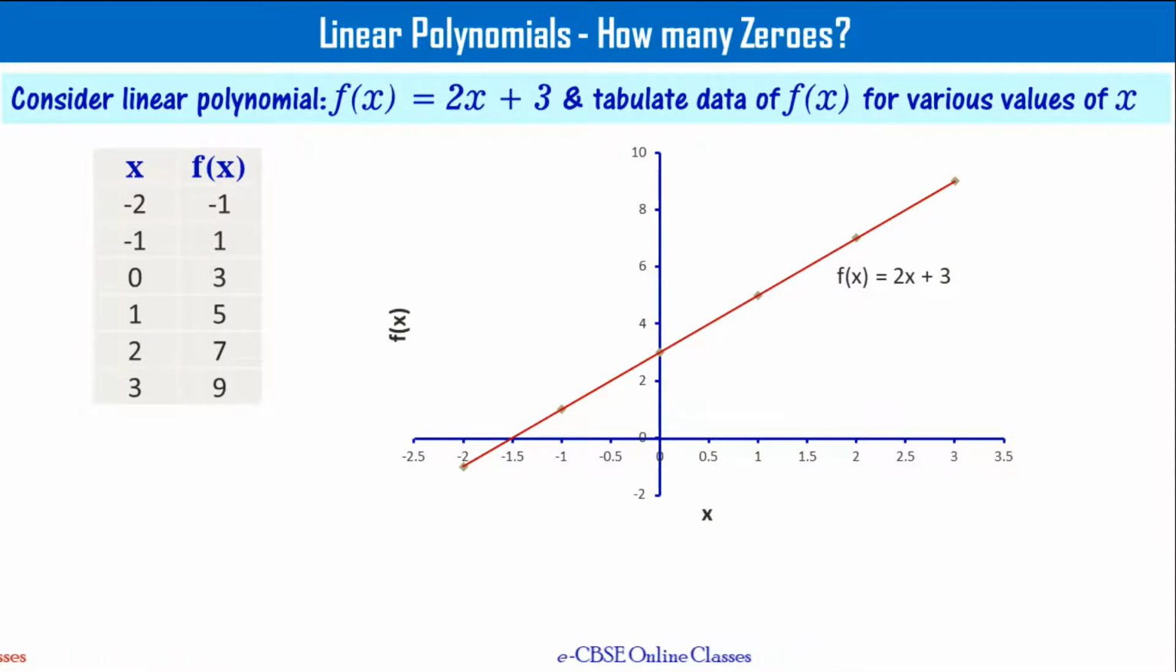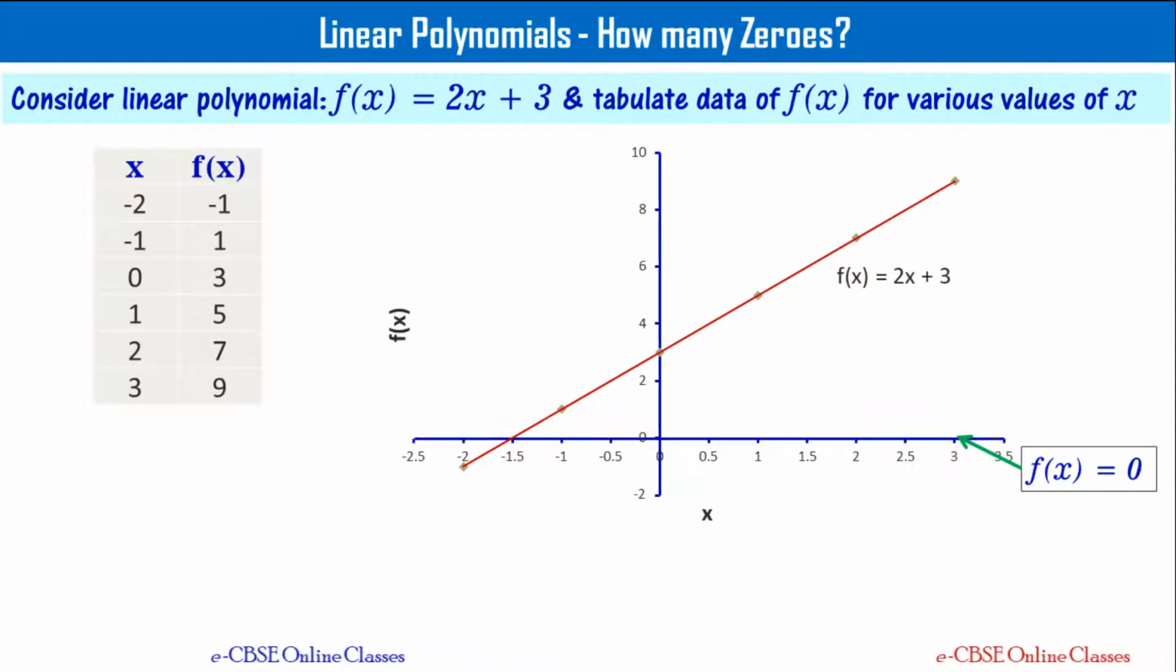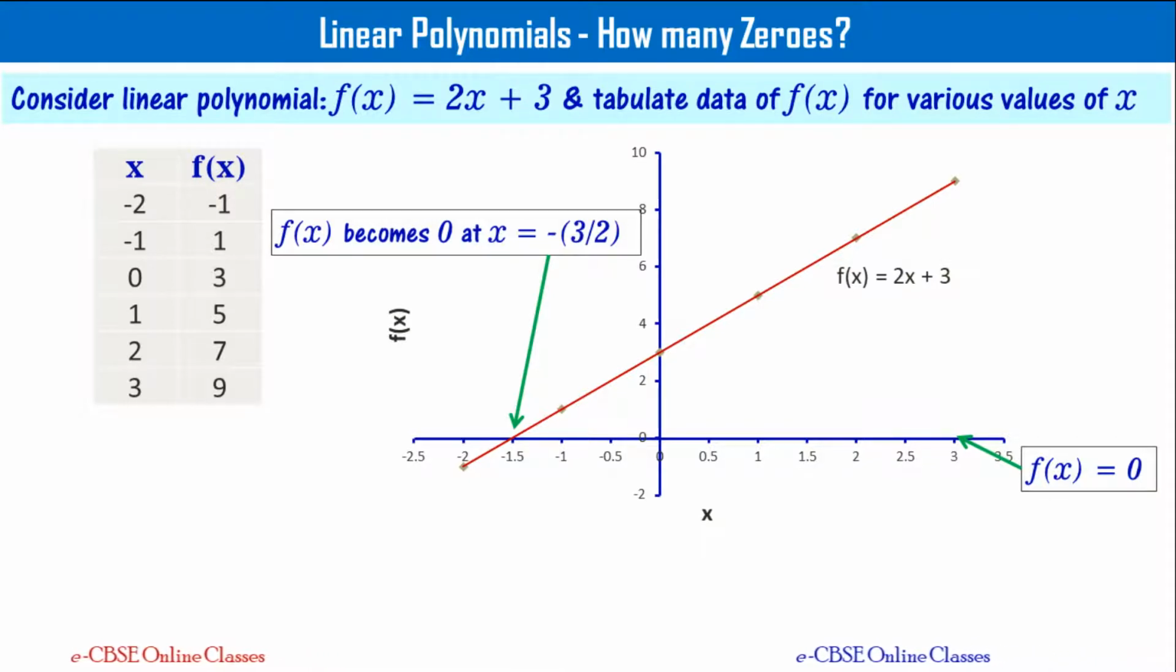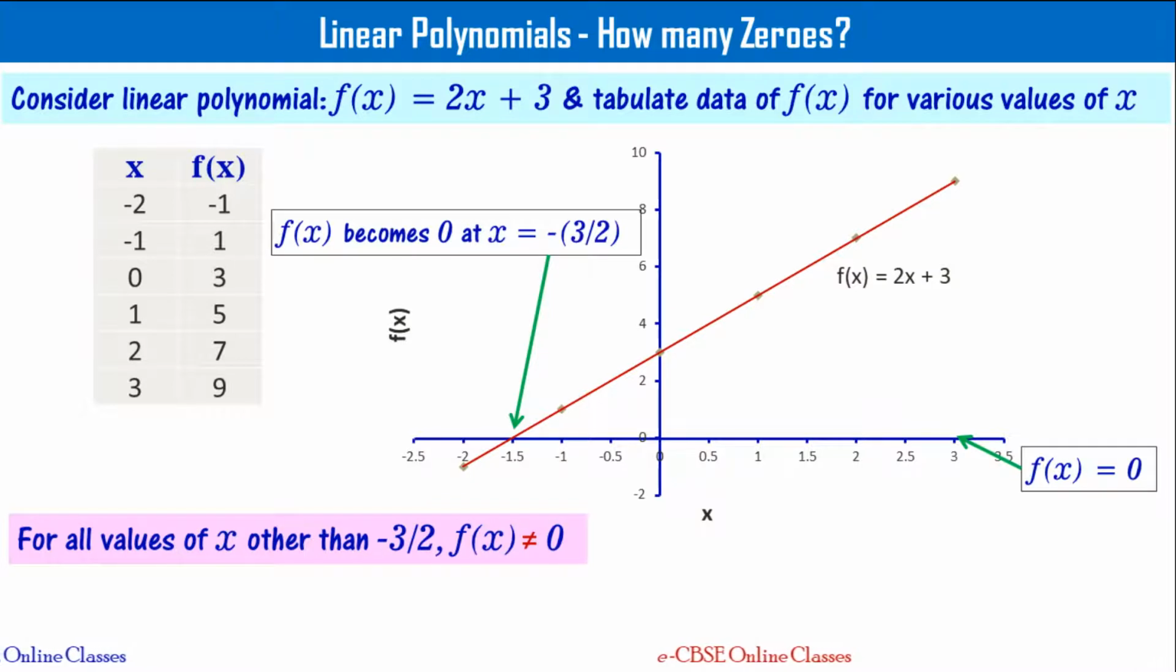In this particular graph, we would be interested in horizontal line, that is f of x equal to 0 line, and the line in red color is the function we looked at, that is f of x equal to 2x plus 3. If you observe this, the f of x equal to 2x plus 3 line is intersecting with f of x equal to 0 line at x equal to minus 3 by 2. Or in other words, f of x equal to 2x plus 3 becomes 0 at x equal to minus 3 by 2, right? And observe the figure further. You can say that for all values of x other than minus 3 by 2, f of x is not equal to 0, right?